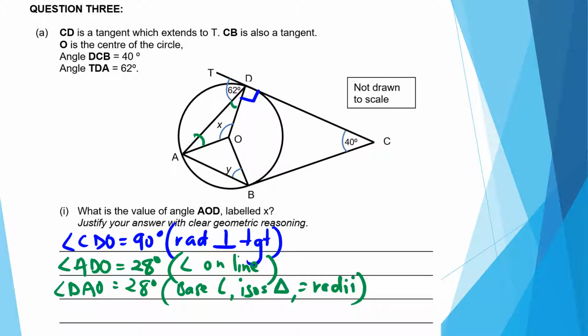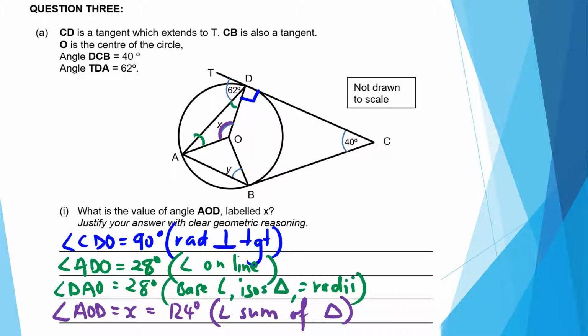So, oh, it's getting fancy, isn't it? But there we go. Angle AOD, which I believe is the one we wanted. Angle AOD, which equals X, must equal 180 minus 2 lots of 28, which is 124 degrees. And that's because of the angle sum of a triangle.